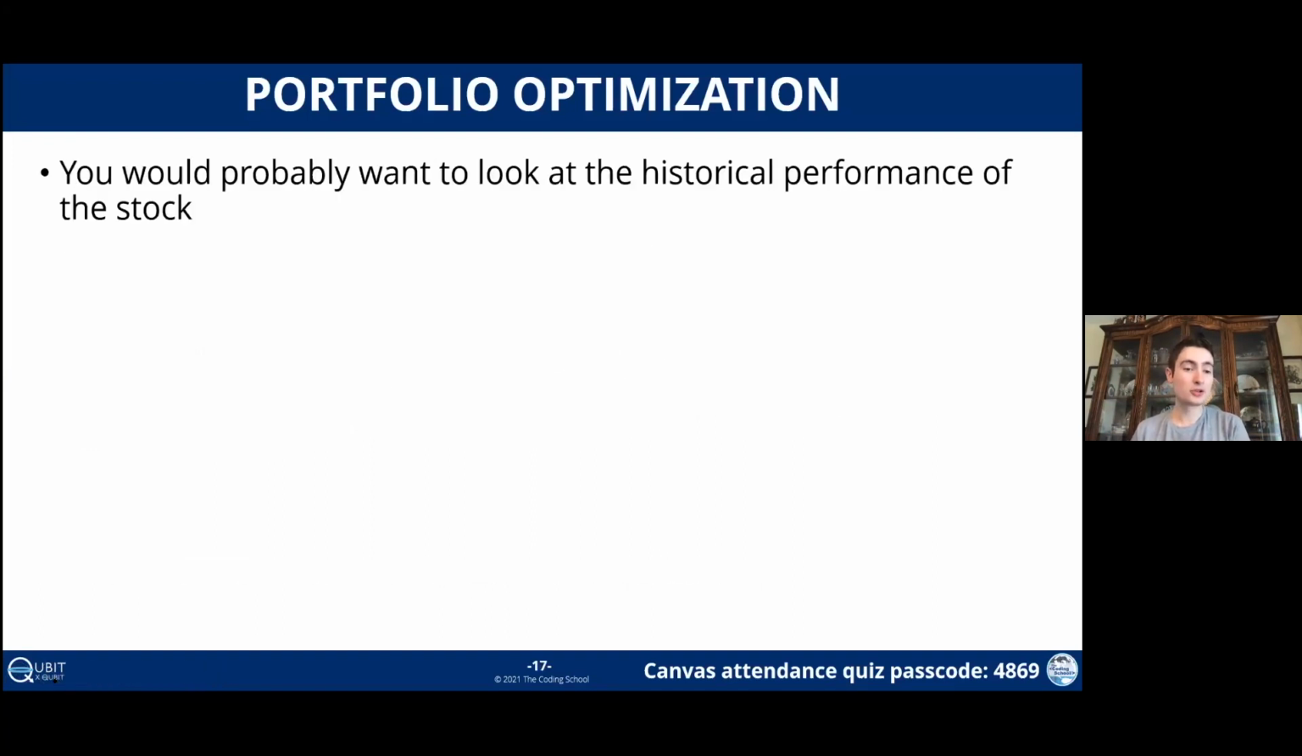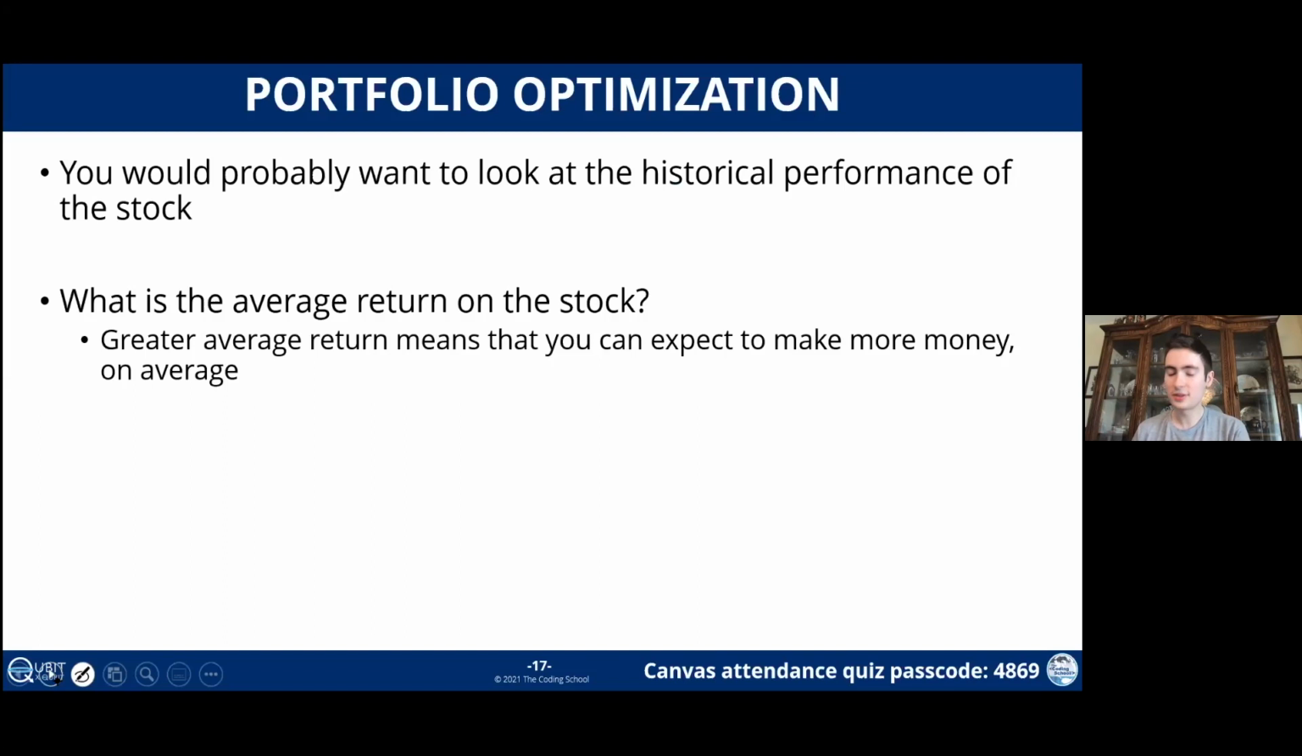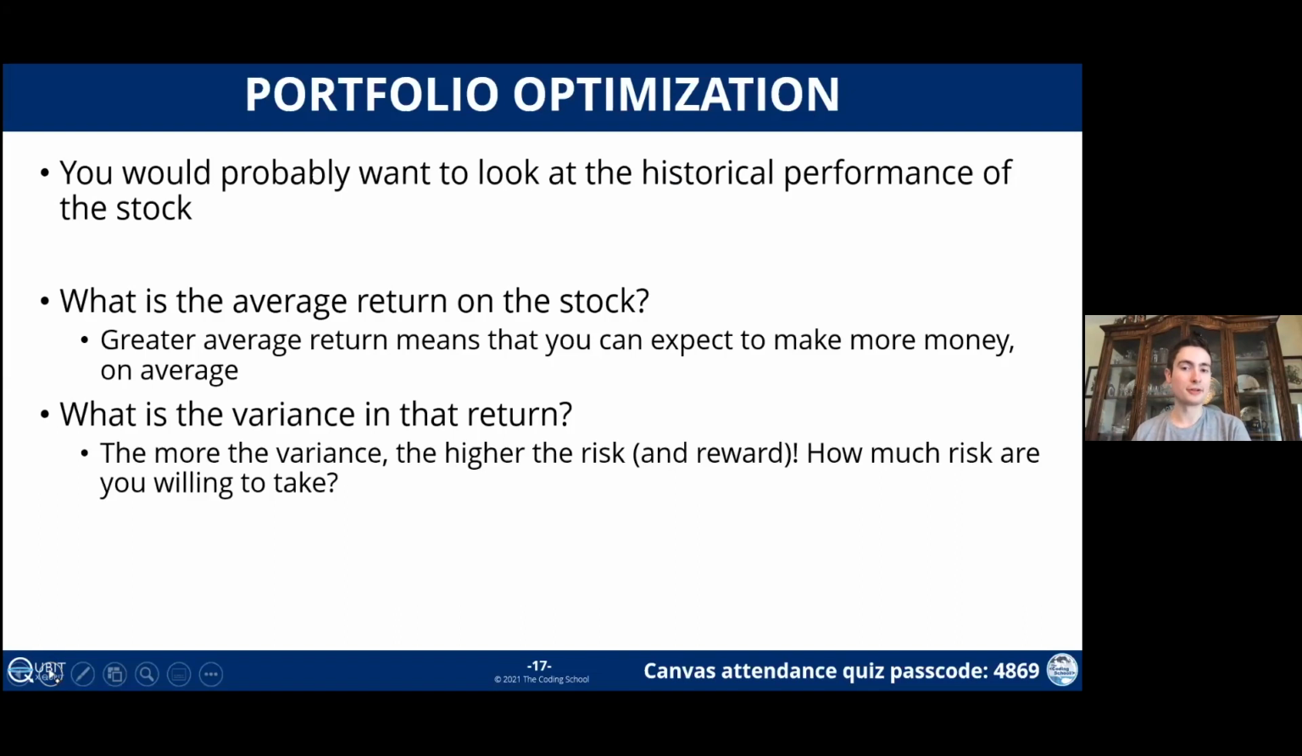So looking at the historical performance of the stock, like I said, we know the historical data in this version of the problem. There's 2 things we want. We want the average return of the stock, right? So this is how much do we expect to make from a particular stock. And then the second one is the variance in that return. So variance is a statistical term. It's related to standard deviation, and it basically reflects how much risk is involved in that particular choice, right?